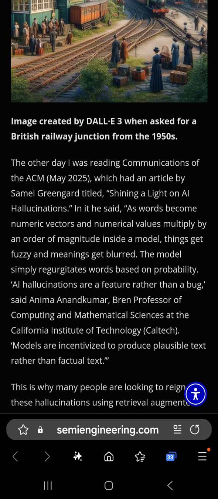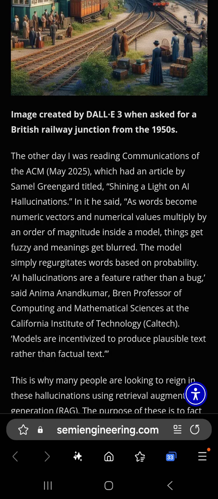The other day, I was reading the Communications of the ACM, May 2025, which had an article by Samuel Greenberg titled Shining a Light on AI Hallucinations, and in it, he said, as words become numeric vectors and their numerical values are multiplied by an order of magnitude inside a model, things get fuzzy and meanings are blurred. The model simply regurgitates words based on a probability.